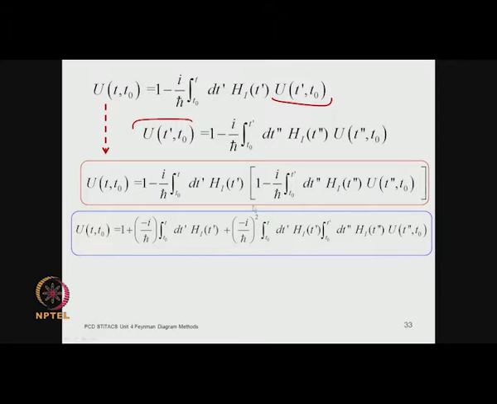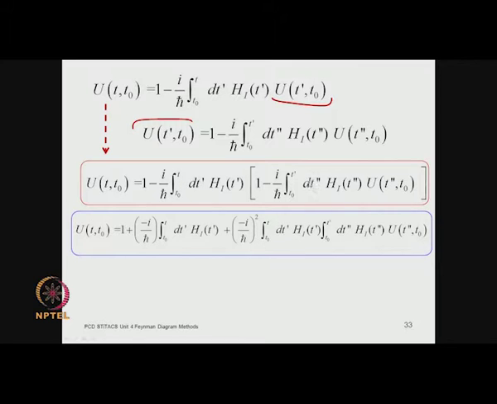What about the third term? You have got minus i over h cross coming twice. So, you get the square of minus i over h cross. You have got two integrations, one over t prime, the other over t double prime, and the limits of t prime are t0 to t. So, that is what you have over here.